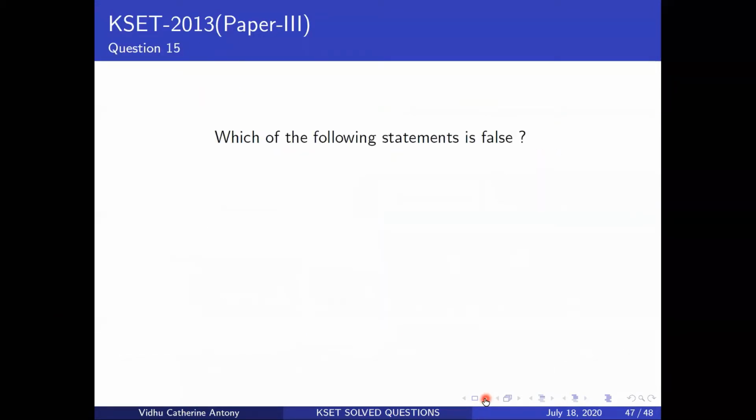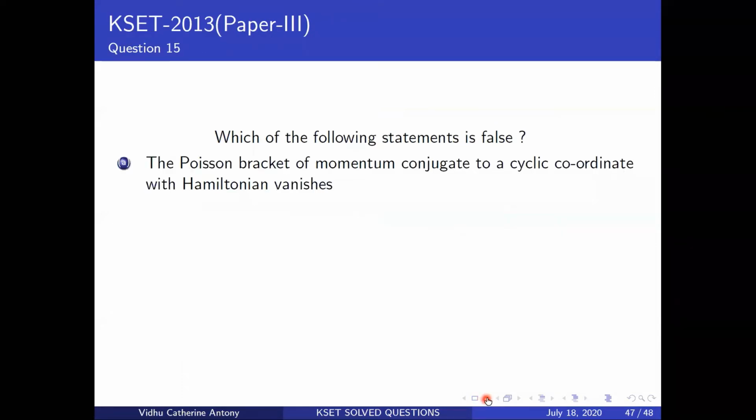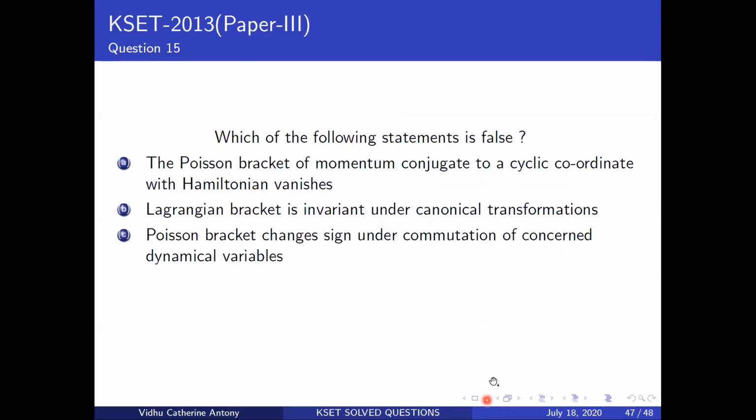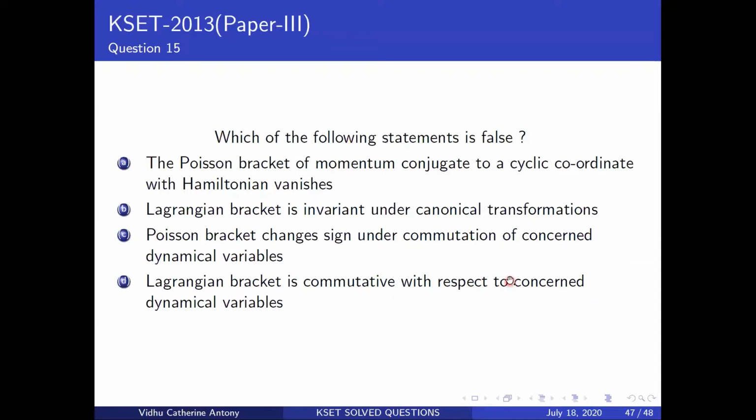Okay, so let's look at this. Which of the following statements is false? The Poisson bracket of momentum conjugate to a cyclic coordinate with Hamiltonian vanishes. The Lagrangian bracket is invariant under canonical transformations. Poisson bracket changes sign under commutation of the concerned dynamical variables. Lagrangian bracket is commutative with respect to the concerned dynamical variables.